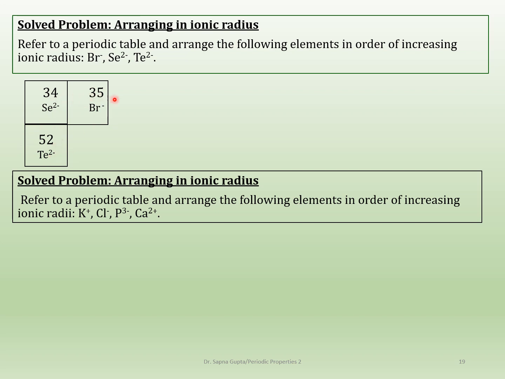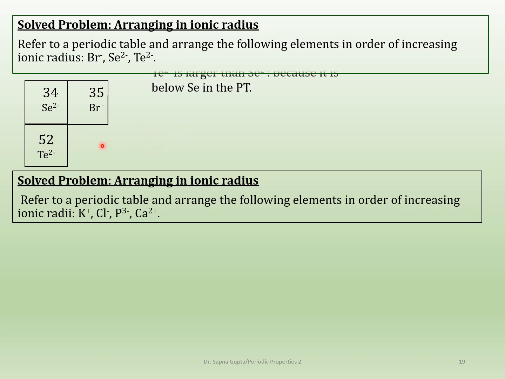As you go to the right, in this case, you don't have a trend, so you need to kind of pay attention to how many electrons are there in the anion. So selenium has 2 electrons, bromide has 1 electron. So 2 electrons means that the imbalance is more between the electrons and protons. So here the effective nuclear charge is less. Which means this is the largest, this is the smallest.